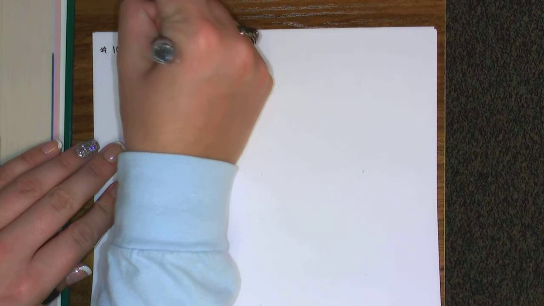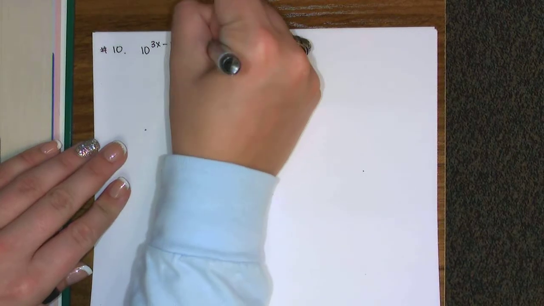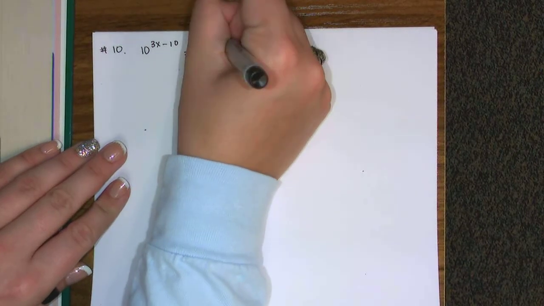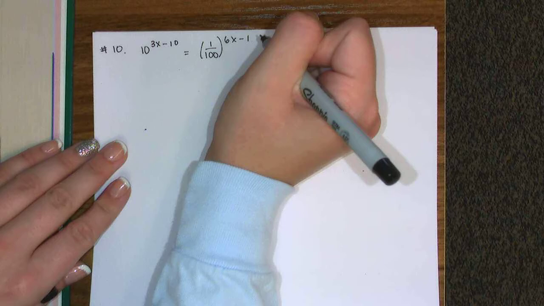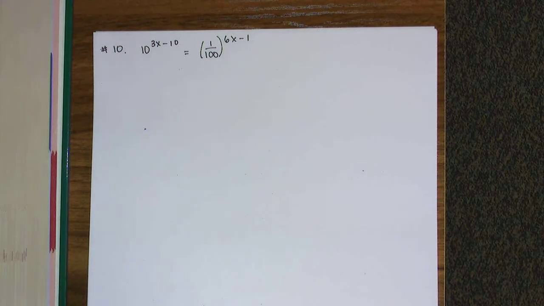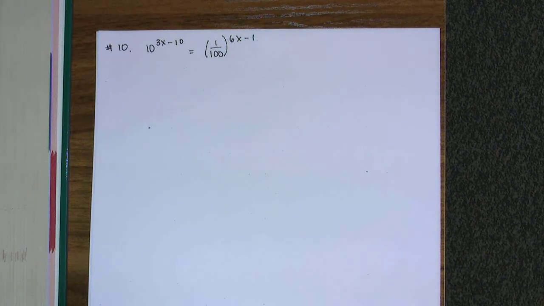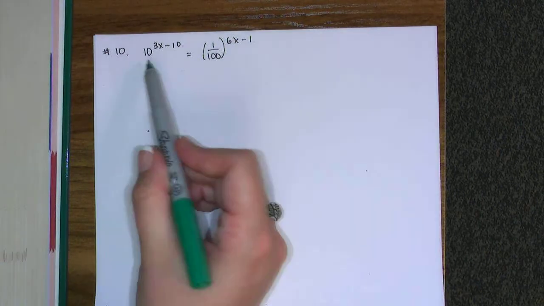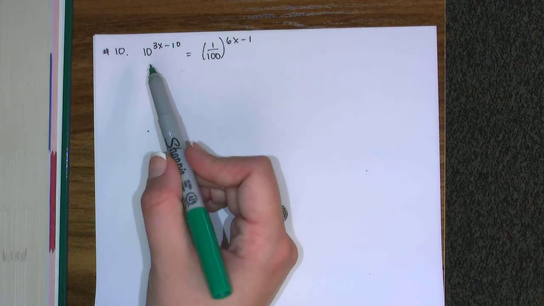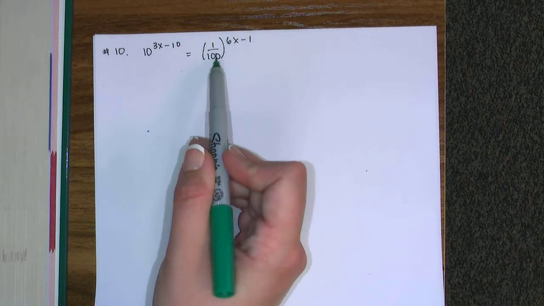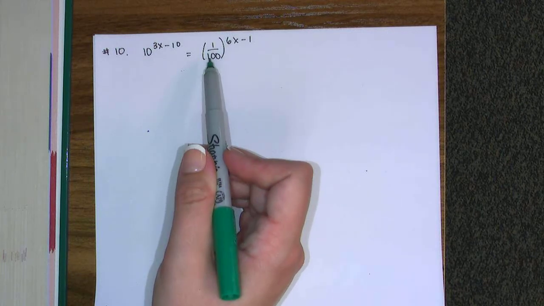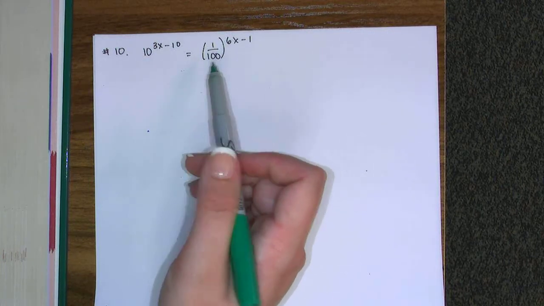So 10 to the 3x minus 10 is equal to 1/100th to the 6x minus 1. Okay, so again, these obviously aren't the same here. So I need to try to do something to fix that. Well, I know that 100 is 10 squared, but this 100 is on the bottom, so I could write it as 10 to the negative 2.